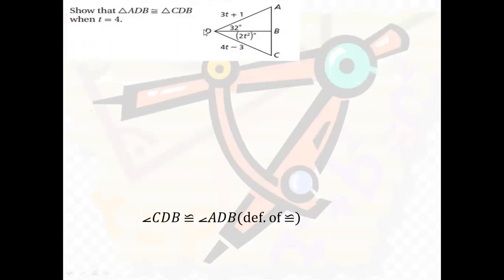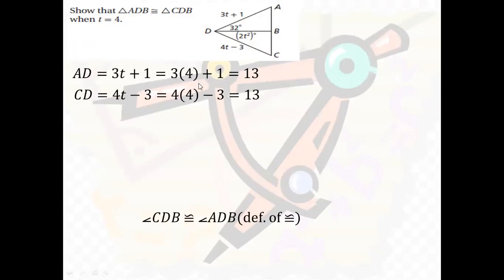You have to show that when t is equal to 4. So the first thing you're going to do is solve all the expressions, the variables which they have given you, solve them first. So here I have three expressions. So I'm going to solve each of them. So AD is 3t plus 1, which means you will replace the value of t with 4. So that's going to be 13. Same you will do for CD. You will replace the t with 4 and solve it.